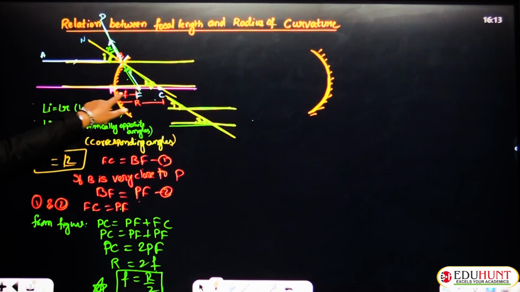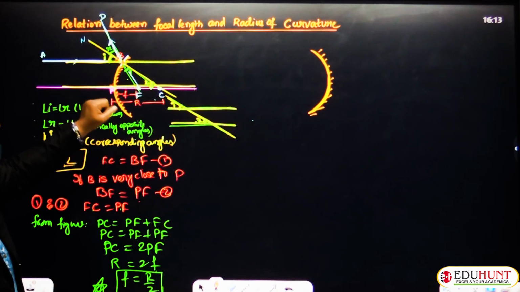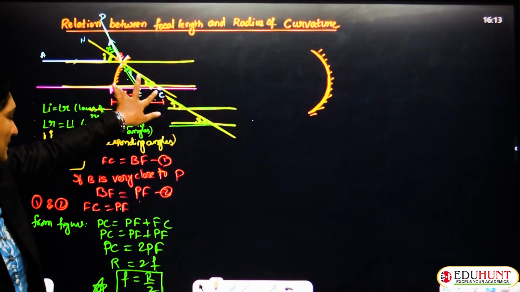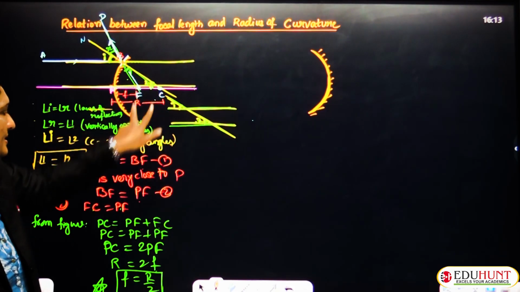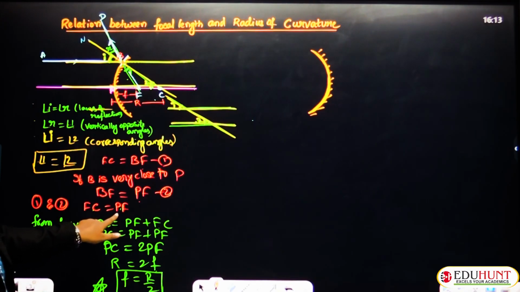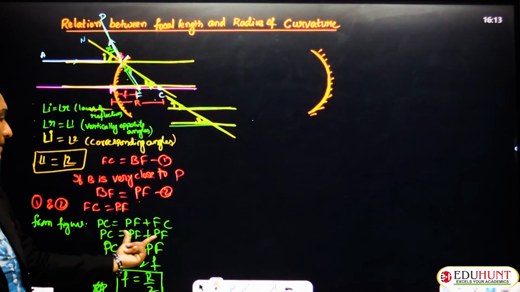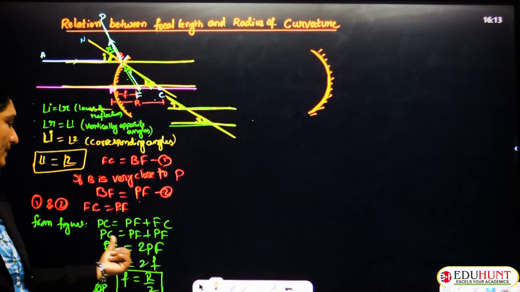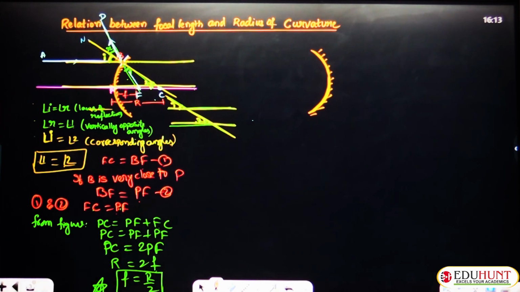Now if you observe the picture carefully, PC can be written as PF plus FC. But just now we wrote that instead of FC we can replace it with PF. So FC is replaced with PF. PF plus PF indicates 2PF. So PC is equal to 2PF.